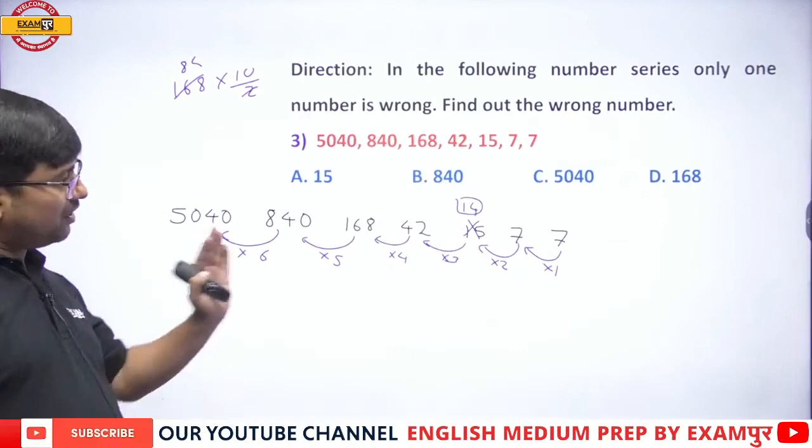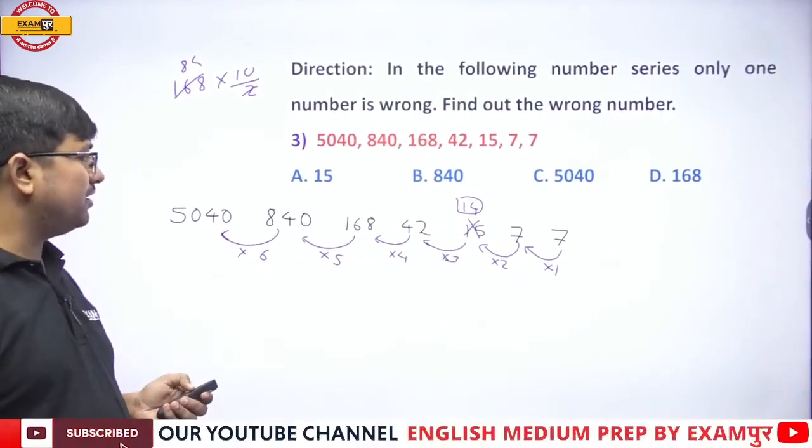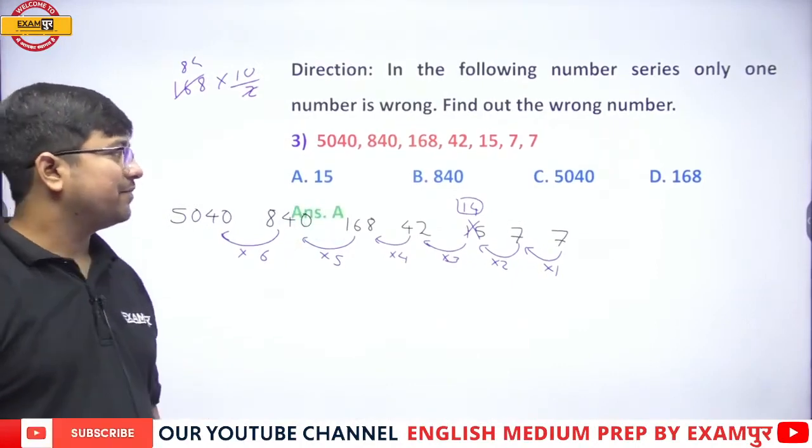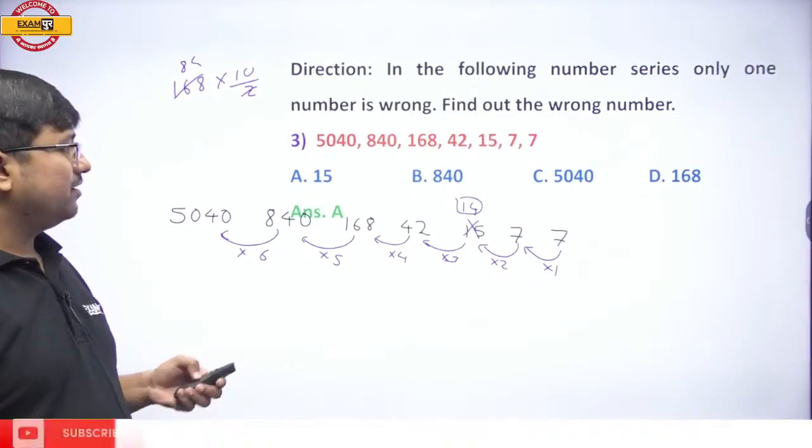Fine. So now the wrong term is indeed 15 only. Wrong term is obviously 15 only. Answer is option number A. Clear everyone? Wrong term is 15. Answer is option number A.